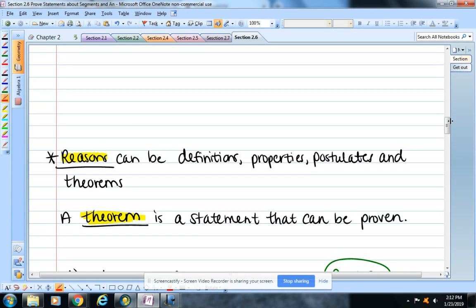Okay, so what's the difference between a theorem and a postulate? A theorem is a statement that can be proven. So if it can't be proven, it's just a rule, we call that a postulate. If it can be proven, we call that a theorem. Something y'all have heard of, the Pythagorean theorem, is a theorem. It's been proven backwards and forwards for many, many years.